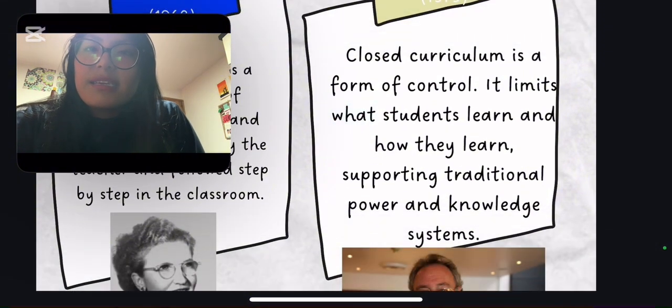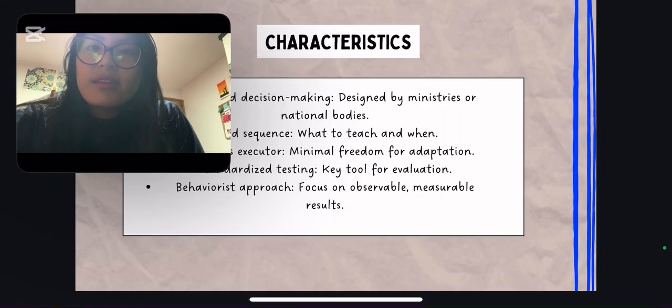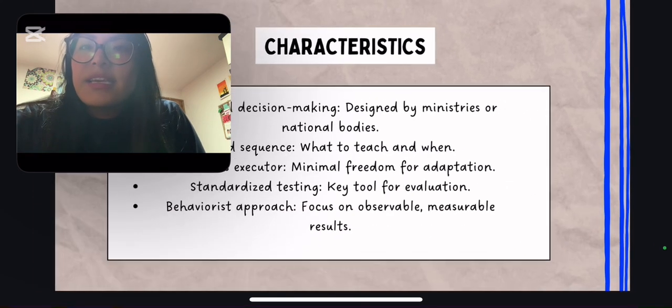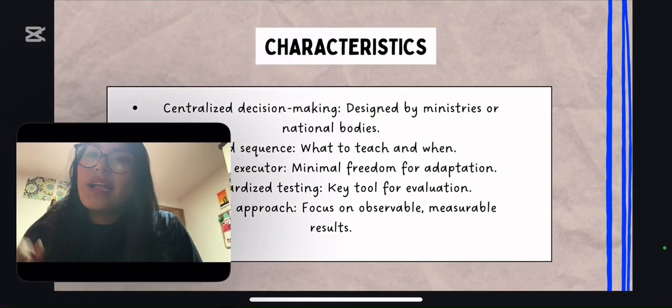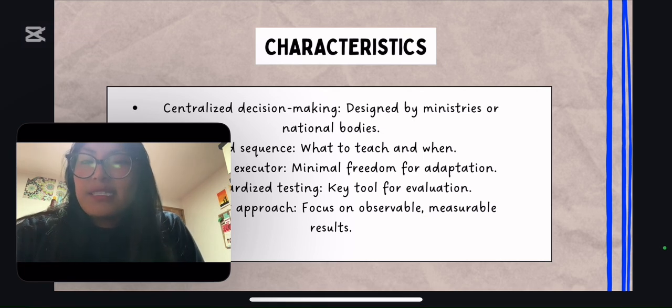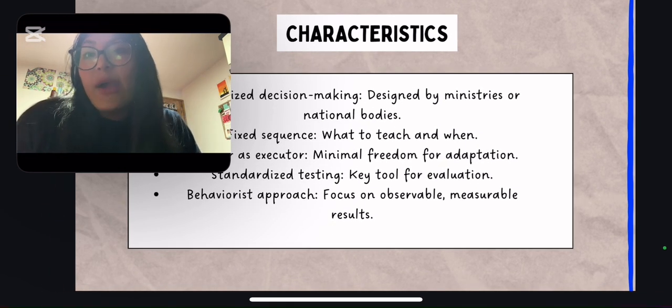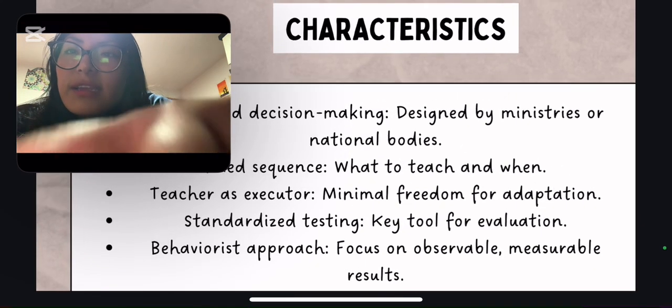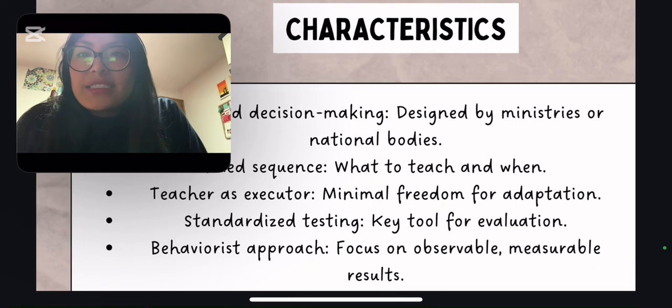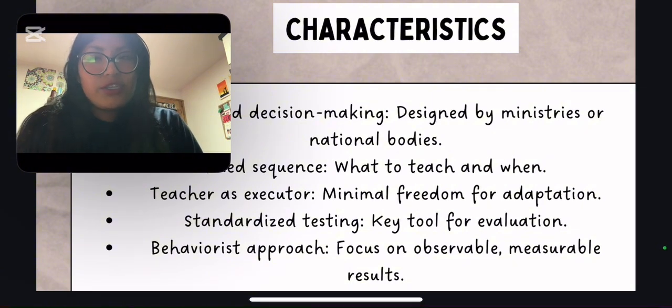Characteristics. The first is centralized decision making, designed by ministries or national bodies. Fixed sequence: what to teach and when. Teacher as executor, with minimal freedom for adaptation. Standardized testing as the key tool for evaluation, and a behaviorist approach focused on observable, measurable results.